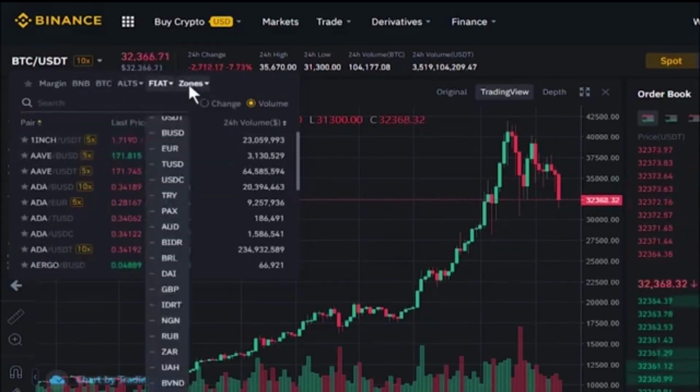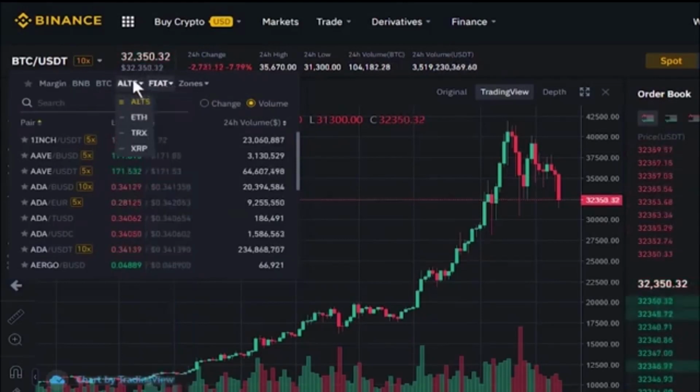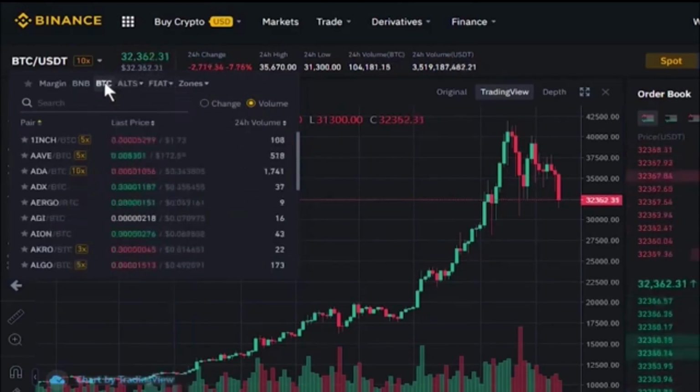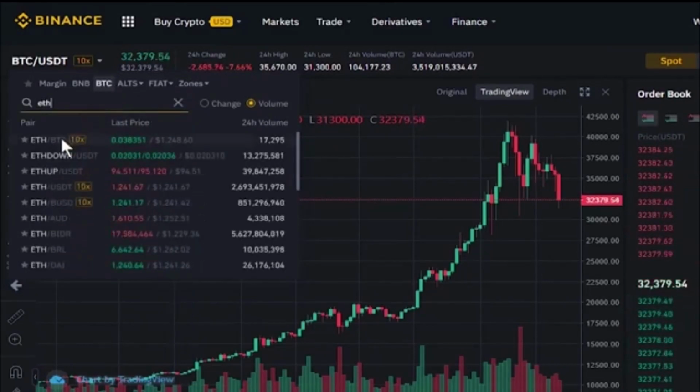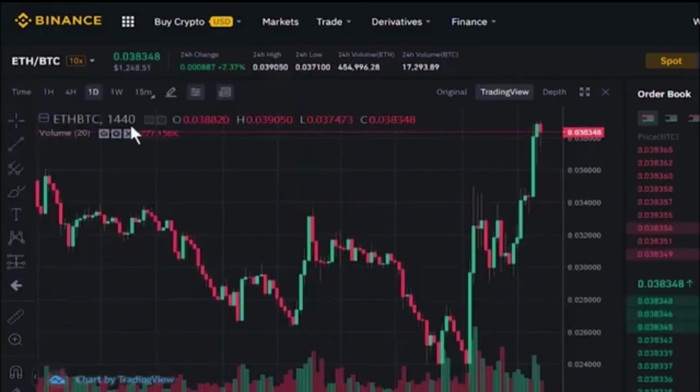Here, this small menu bar actually filters the search result. Until now, it was on fiat. And for example, we can select BTC or Bitcoin, and here we search, for example, Ethereum ETH, and here it is. And this is the price. Every Ethereum equals 0.038 Bitcoin.